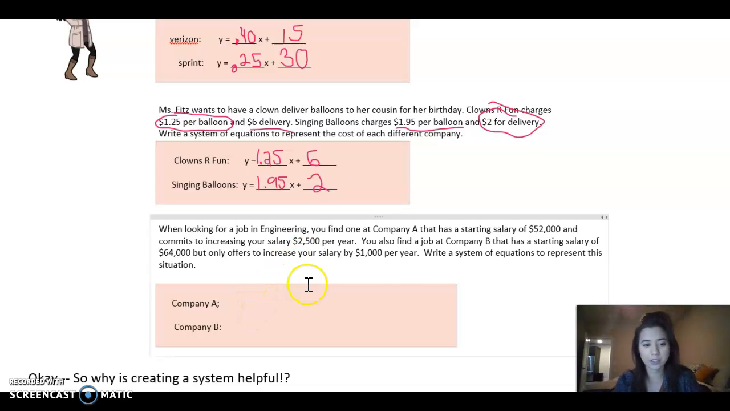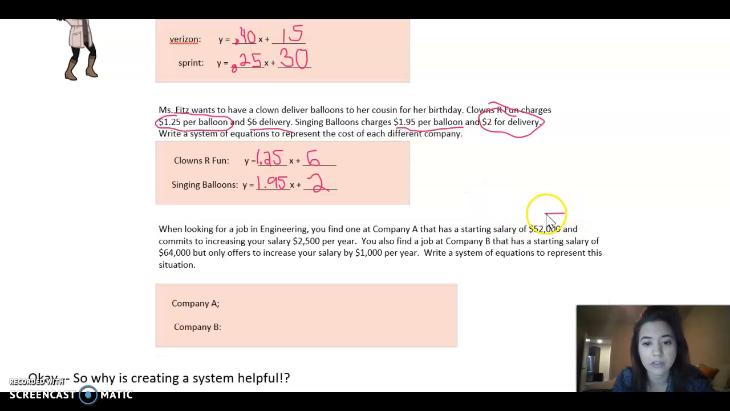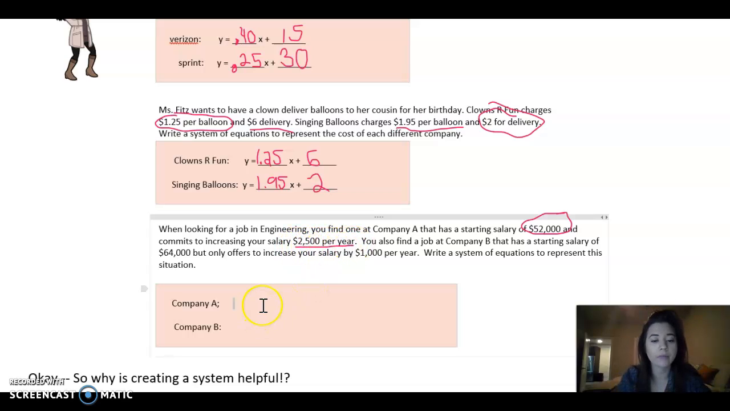This one I'm going to type just because it's a lot of numbers. So we have, looking for a job engineering, you find one at company A, and their starting salary is $52,000, and then they increase it $2,500 per year. So we have y equals, the rate is the thing that goes next to my x, so that's 2,500x plus our starting value, which was 52,000.